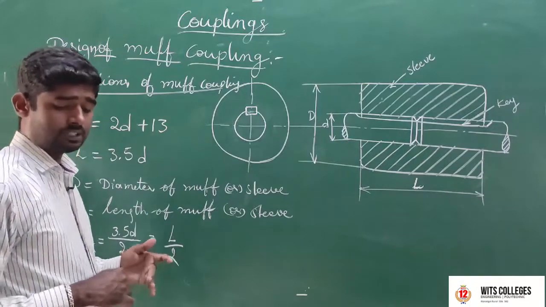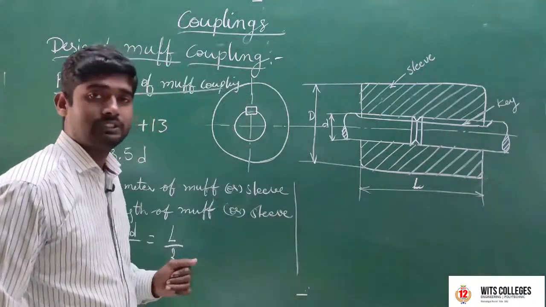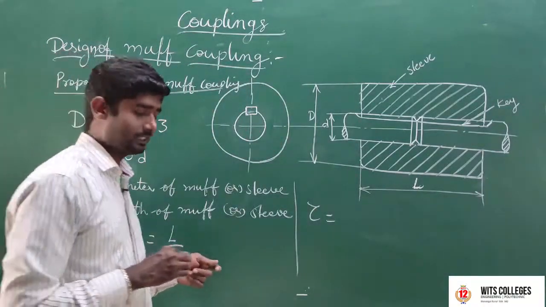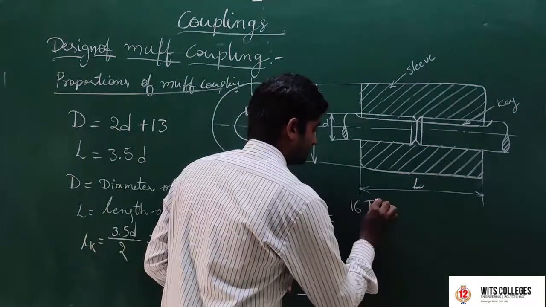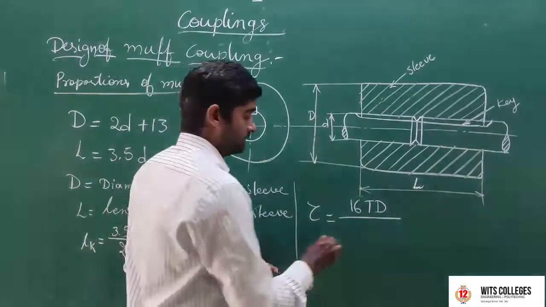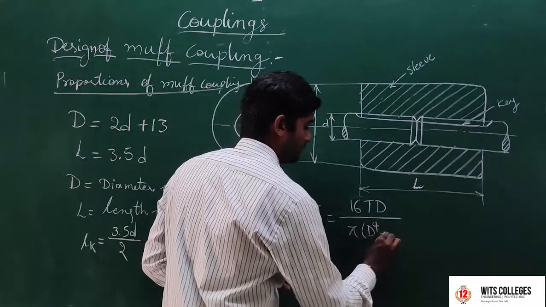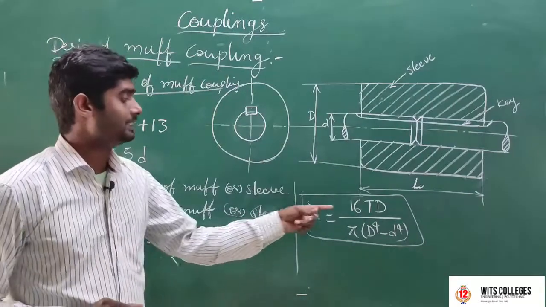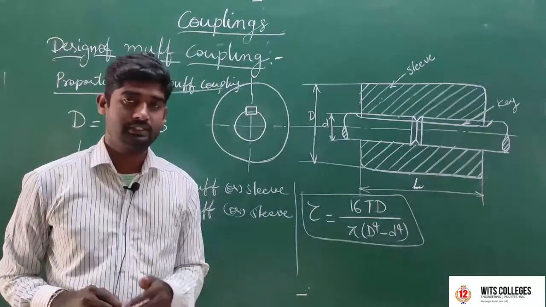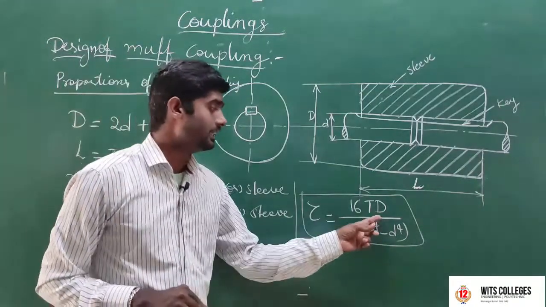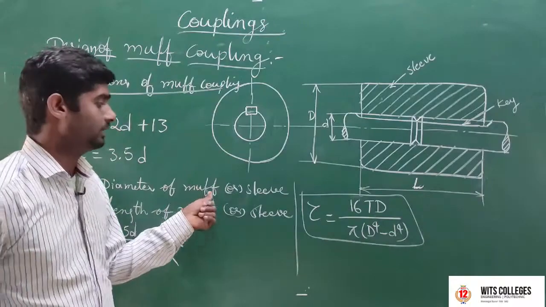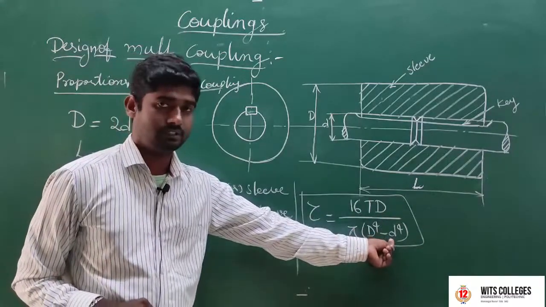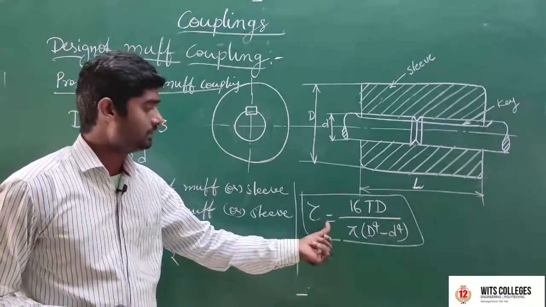Next, shear stress. In this muff coupling, the shear stress formula is tau equal to 16TD by pi into (D to the power 4 minus small d to the power 4). Here, D is the external diameter of the muff, and small d is the internal diameter of the muff, which is the diameter of the shaft. Tau is the shear stress.